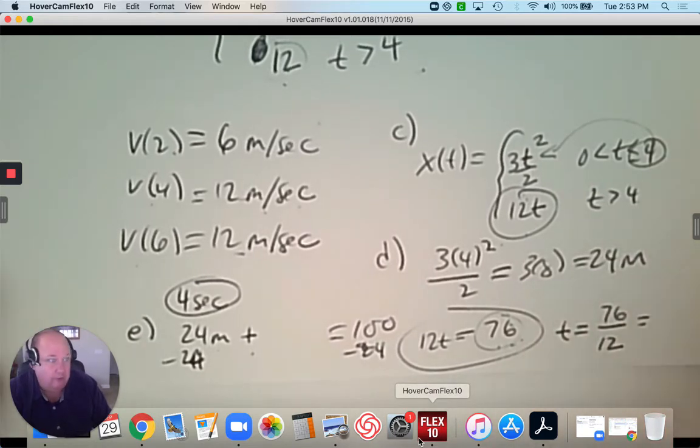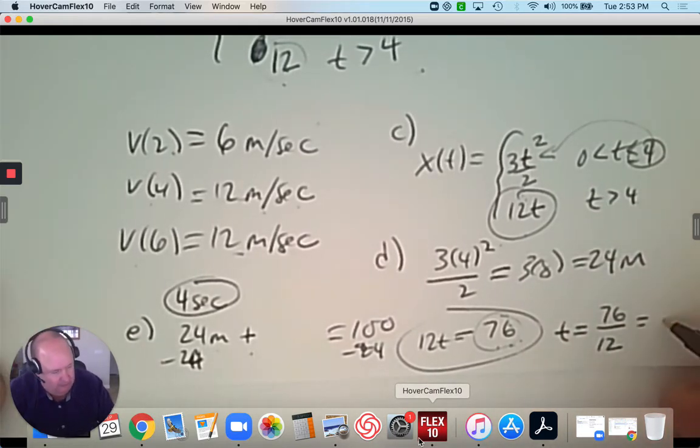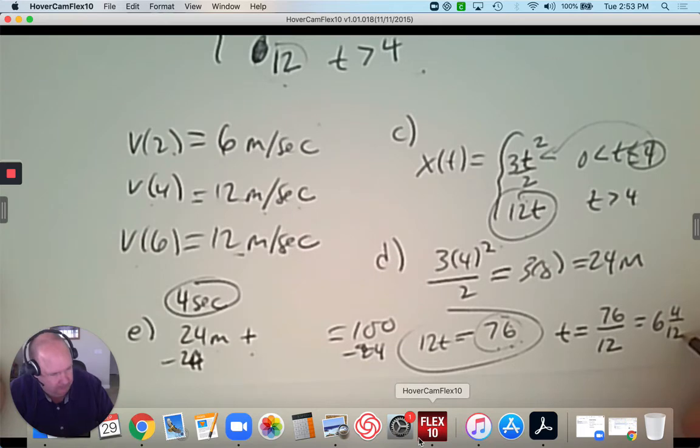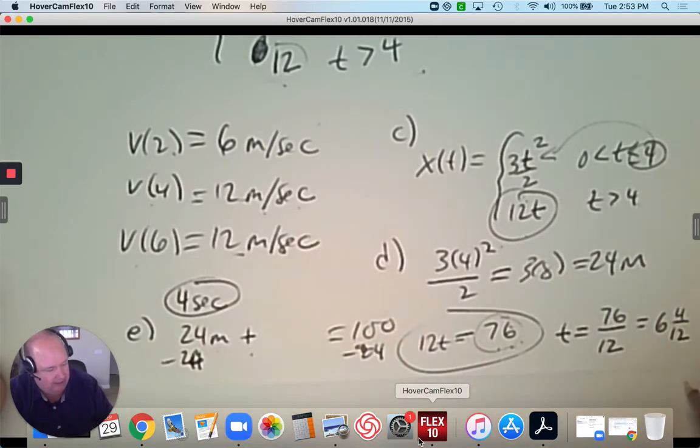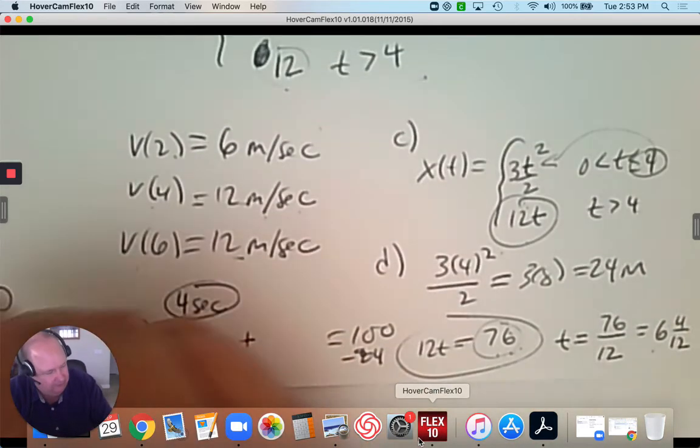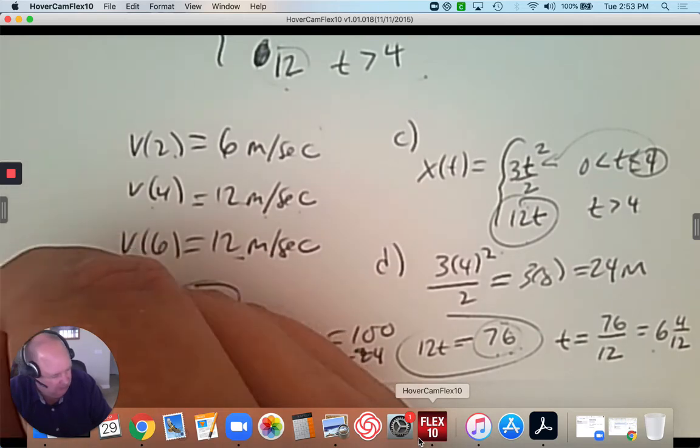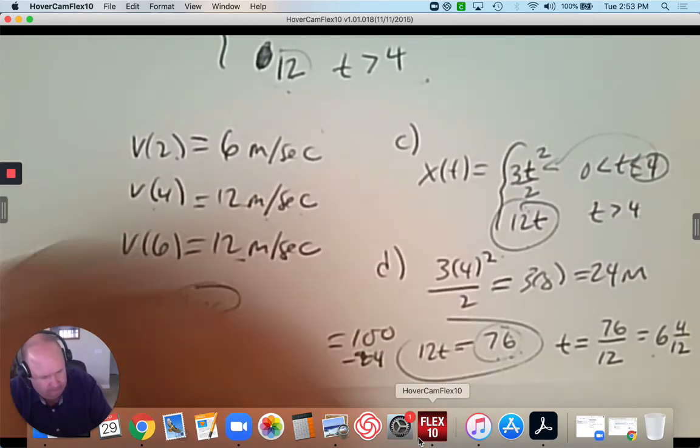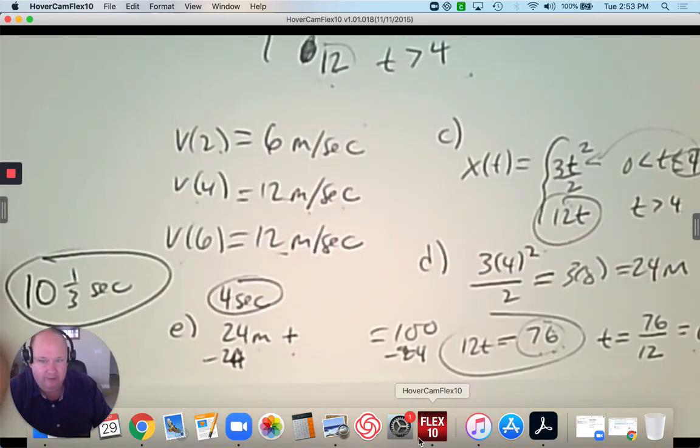So 12 goes into 76 6 times, that's 72 and a little bit more, right? So that's 4 over 12. So if I add them together, 4 and 6, all together, that would be 10 and 4 twelfths, 1/3. So altogether, it would take 10 seconds.